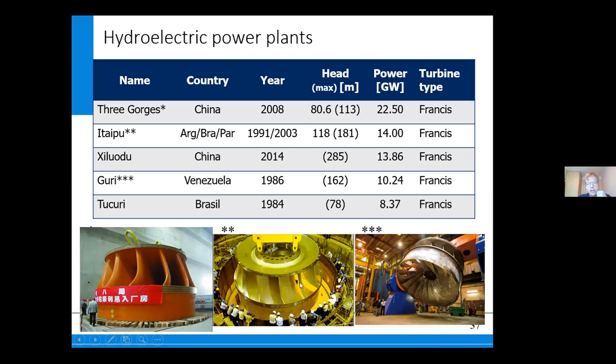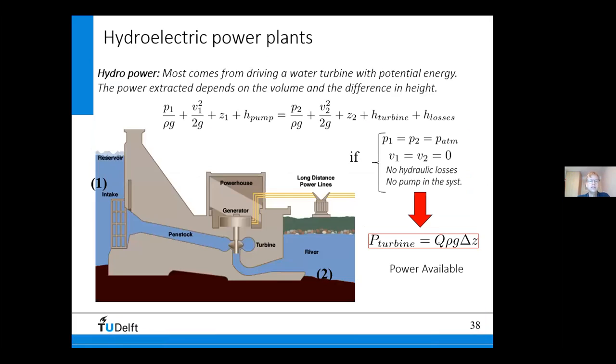So radial in, radial out, or partial radial out, depends a little bit on the design you have, the amount of flow and the height you have. So this is typically how such a system would look. You have the reservoir, you have the tubing to the turbine, you have the turbine, and then you have the downstream runner.